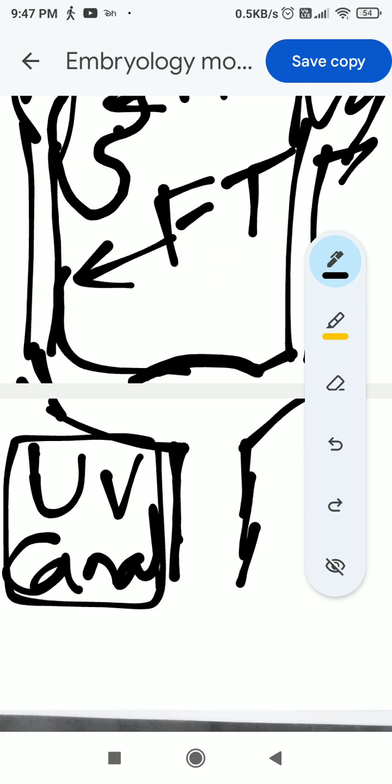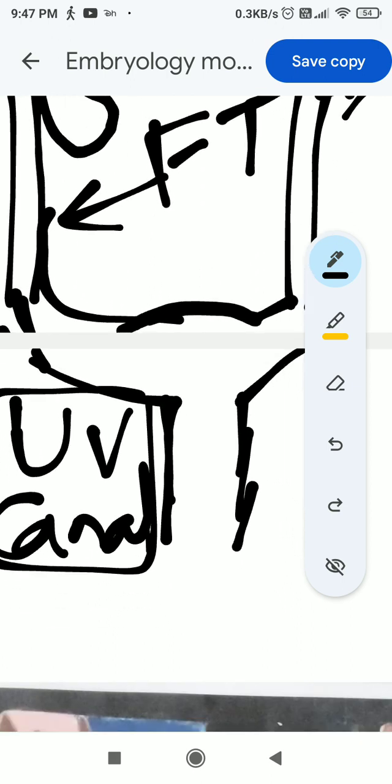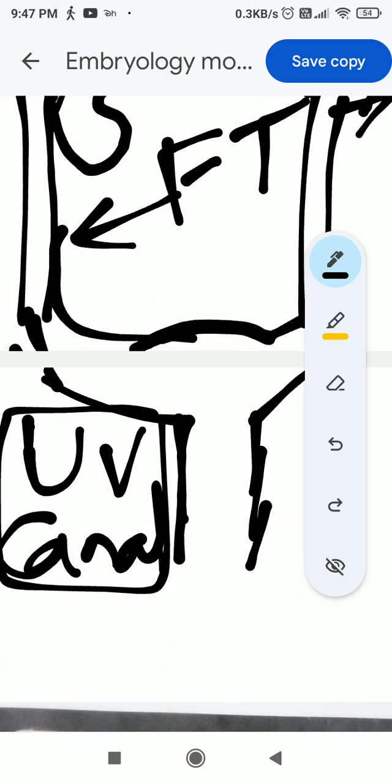Now the fate of this: the upper ununited part of the two paramesonephric ducts will give rise to fallopian tube. The middle horizontal portion will give rise to the fundus part of the uterus. The lower united portion, the lower vertical united portion after the disappearance of the central wall, forms the uterovaginal canal. Upper portion gives rise to uterus, lower portion gives rise to vagina.